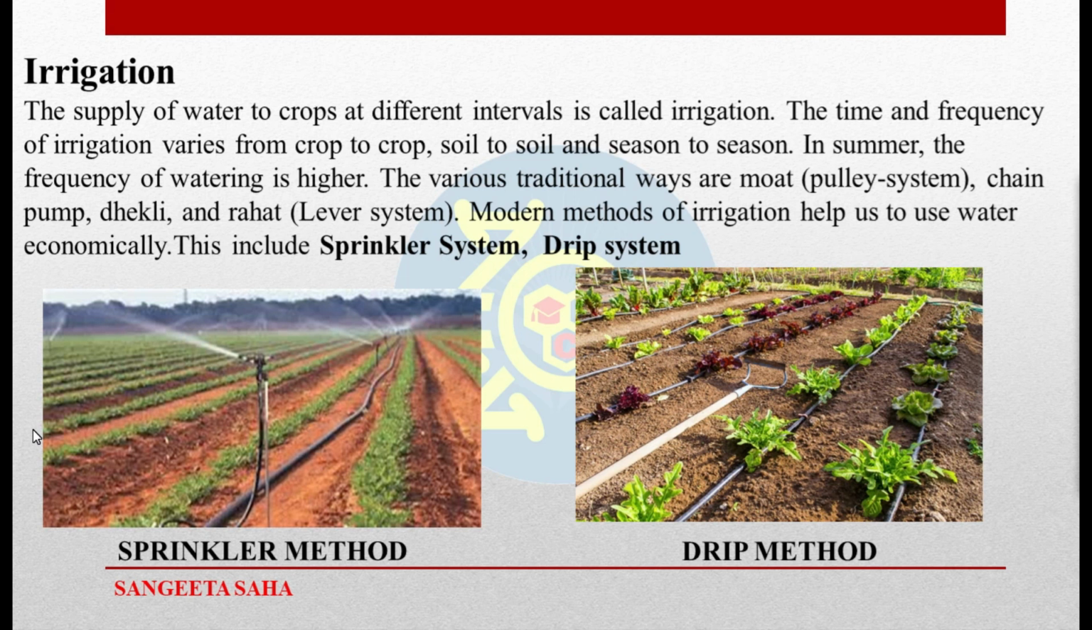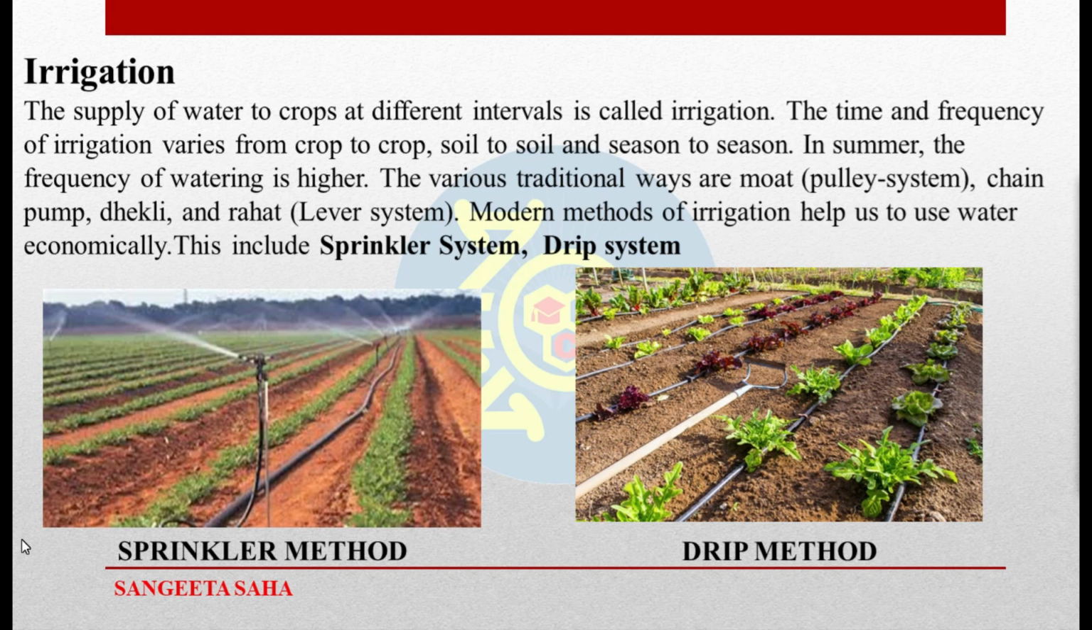Now, water plays an important role in all living beings, as we all know that. We can't live without water. Water is important also for the proper growth and development of flowers, fruits and seeds of plants. So, to maintain the moisture of the soil for healthy crop growth, fields have to be watered regularly. So, irrigation is that process of supplying of water to crops at different intervals.